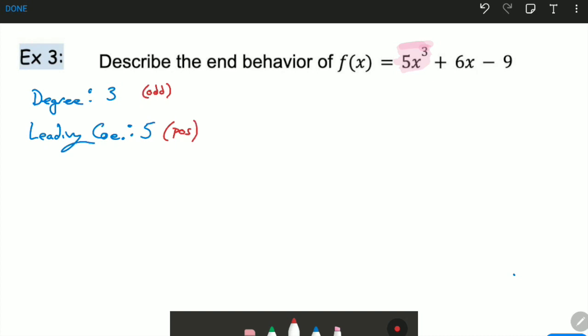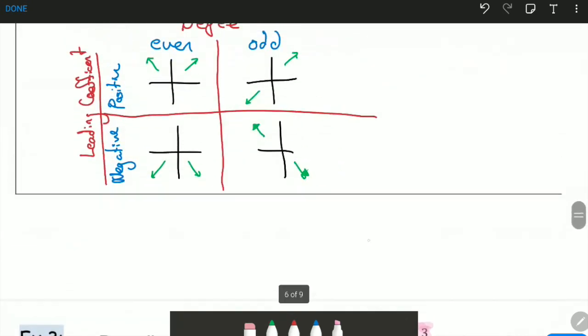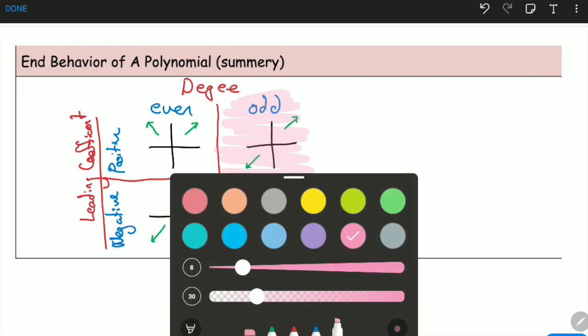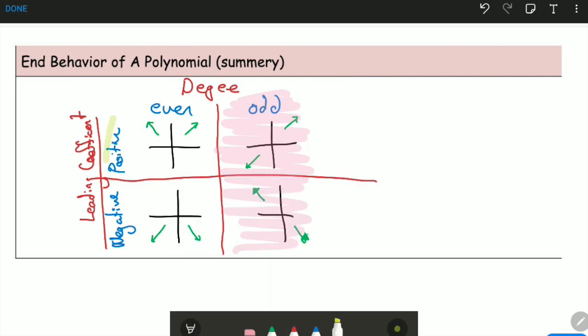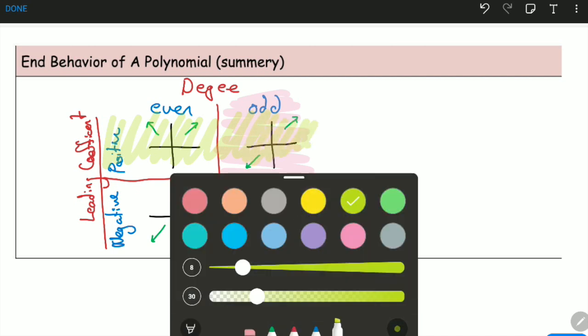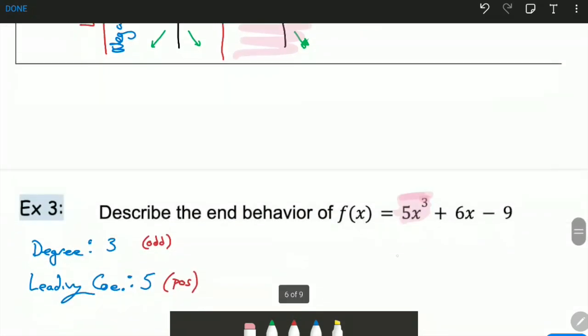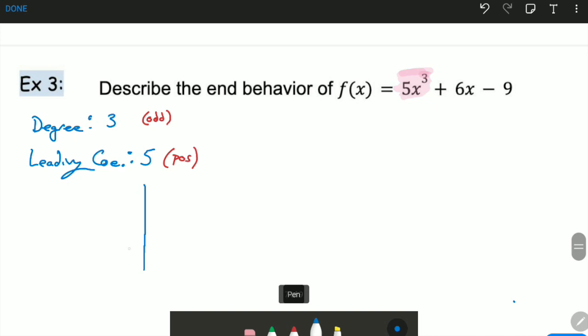So if we use those two pieces of information, refer back to the property I had in the previous chart, we know that the degree is odd, so it's going to follow this side here. And the leading coefficient is positive, so it's going to follow this row, which means the graph that's going to be most similar to is this one right here. So if I go and sketch that, we know it's going to be going up on the right and down on the left.